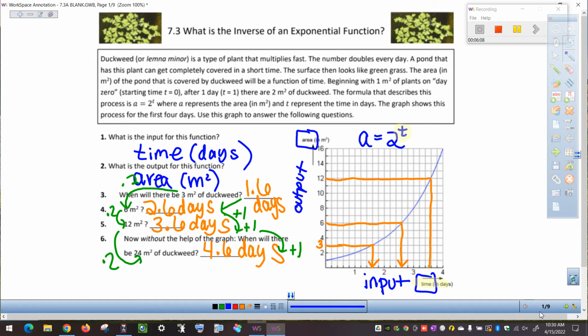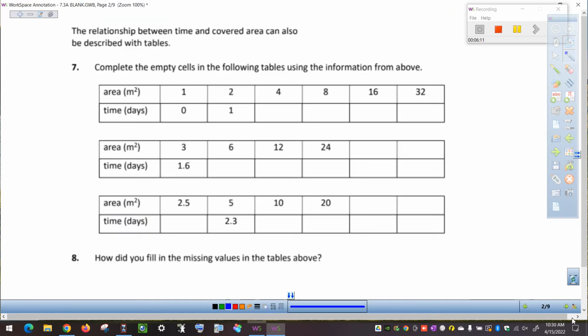All right, so we're going to take that down to these tables. And so if we think about the area doubling, every time we add 1 day, let's go ahead and fill in all of the missing empty cells in part 7, and when you have those filled in, I want you to also answer part 8. So you're going to explain in words how you were able to fill in the missing values in the table.